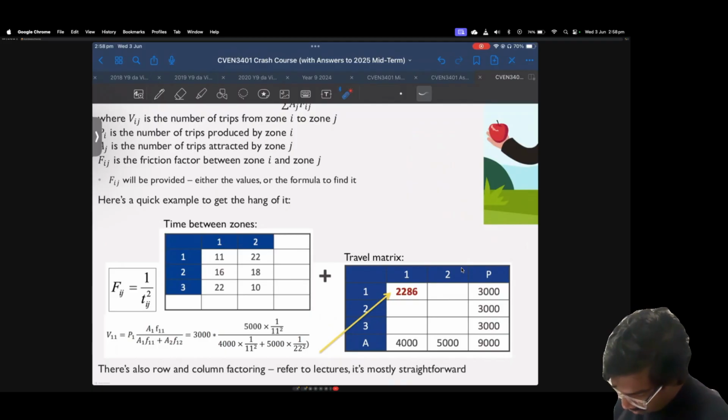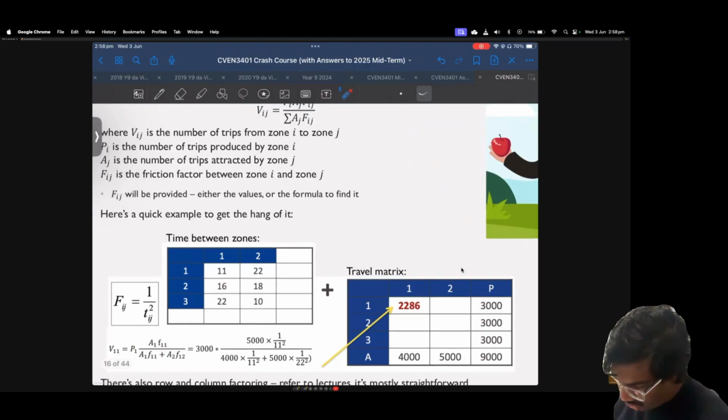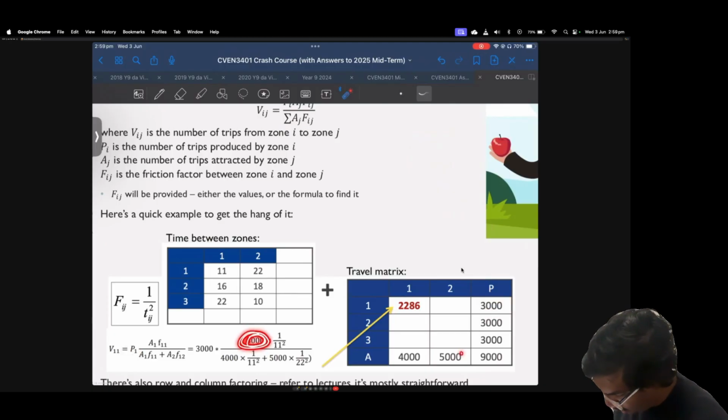So the formula is P1 times A1 times F11, all right, over the sum of all of the attractions in that zone, okay? So in this case, the attractions are to zone 1. So we do the attractions of 1 times F11, and then 2 times F12, okay? So if we were to assemble it, we know that 3,000 journeys are produced by zone 1, 5,000 journeys are attracted by zone 1. Okay, 5,000?